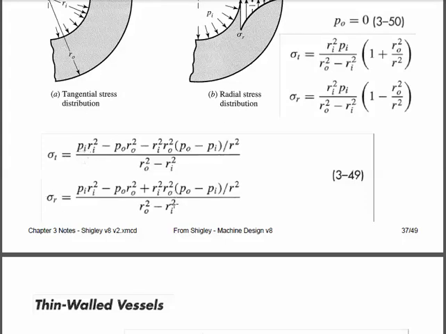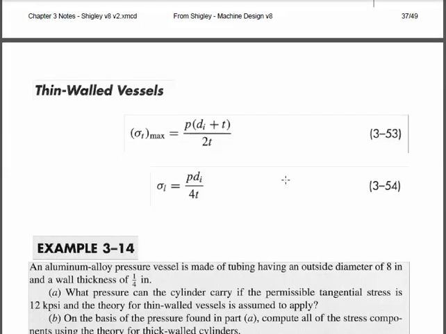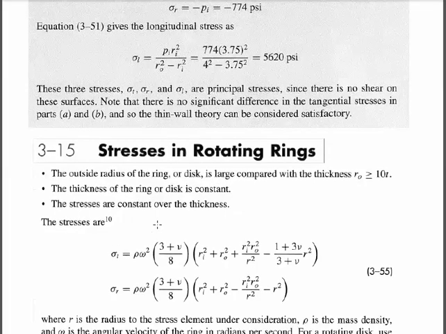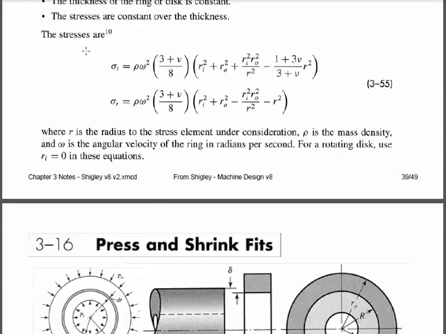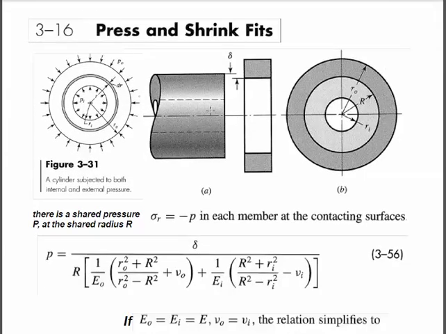If we have thin wall pressure vessels, then these equations simplify down to a tangential stress as given. We still have the hoop stress equal to the radial stress, but we don't have a separate radial stress equation. Stress in rotating rings: we also have radial stresses and hoop stresses, or tangential stresses, in rotating rings. I'm not going to be giving you any problems on that on the final, but there's the equation.